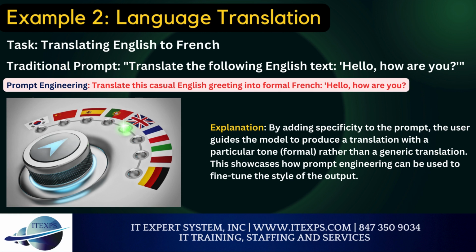Example 2. Language translation. Task: translating English to French. Traditional prompt: Translate the following English text: Hello, how are you? Prompt engineering: Translate this casual English greeting into formal French: Hello, how are you? Explanation. By adding specificity to the prompt, the user guides the model to produce a translation with a particular tone, formal rather than a generic translation. This showcases how prompt engineering can be used to fine-tune the style of the output.